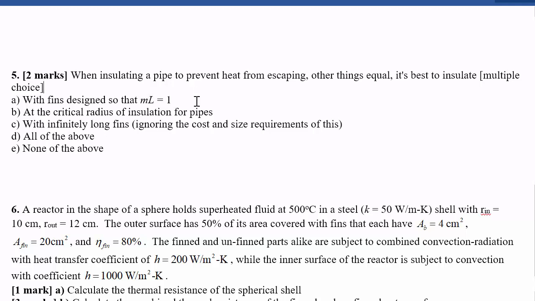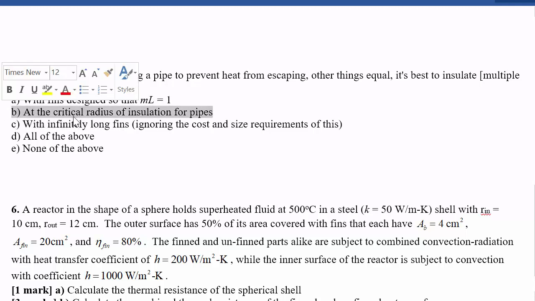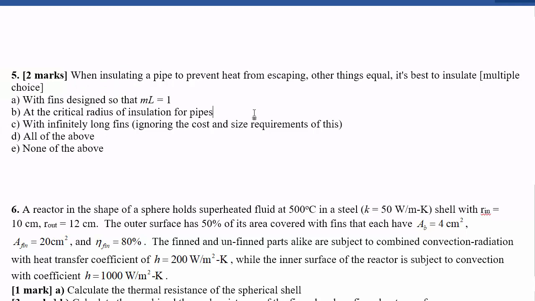But here, if we're trying to insulate, then you probably don't want to add fins at all, let alone add them to that length. At the critical radius of insulation for pipes. Well, again, no, the critical radius is the radius where the cylindrical insulating material is giving you a minimum for resistance. So that's definitely not the case either. You want a maximum for resistance if you're trying to prevent heat from escaping. With infinitely long fins, again, no, this is going to enhance the heat conduction, the heat transfer from the surface rather than decrease it.